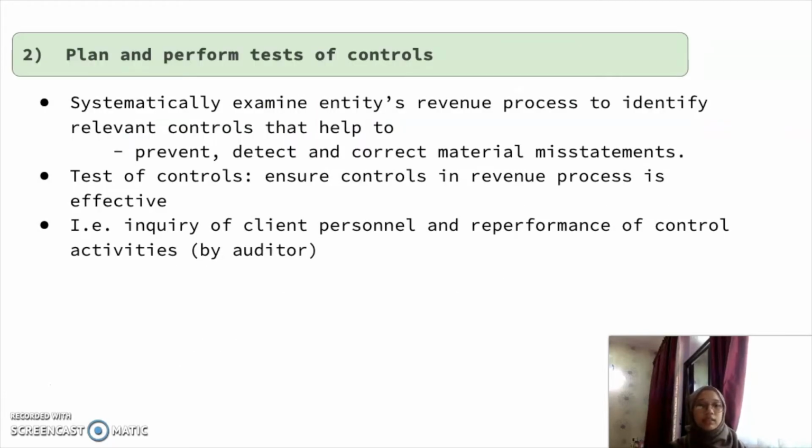Second point is auditor must plan and perform tests of control. When auditor does this, auditor can systematically examine entity's revenue process to identify relevant controls that help to prevent, detect, and correct material misstatement.